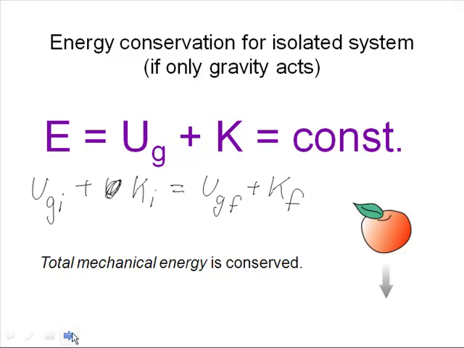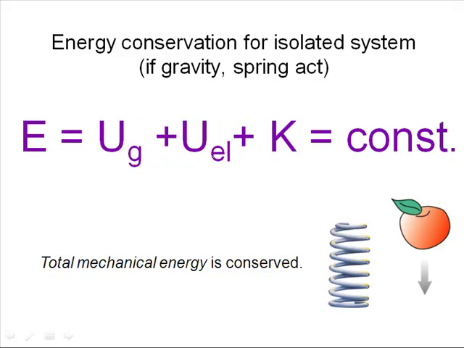If I add in a spring, then I simply have to add another potential energy term. So in this case I would have the potential energy from gravity, the potential energy from the elasticity of the spring, and the kinetic energy, and that total would be constant.